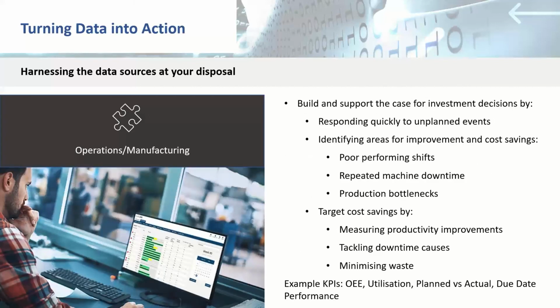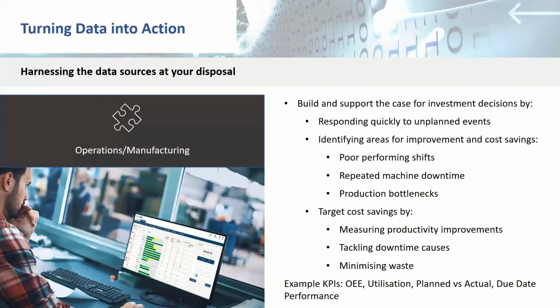In terms of operations and manufacturing, how can we make decisions based on evidence that we've collected, so that we build a financial justification should it be a change in process or some capital investment. So we're looking at things like, are there differences between shifts? Are there trends in our downtime? We're repeatedly getting certain downtime on resources. Are there some bottlenecks in our production in certain resources? Should we target some cost savings by looking at productivity improvements, tackling downtime causes? Is our non-conformance too high, so we want to minimise waste initially?